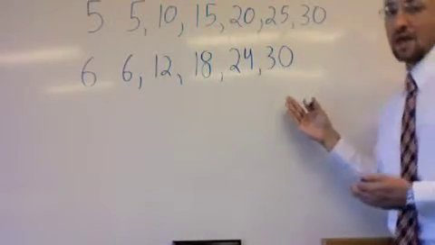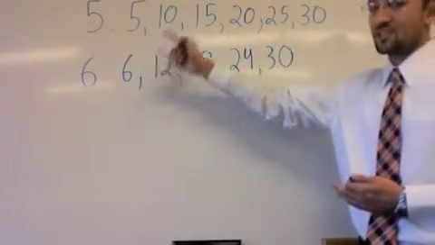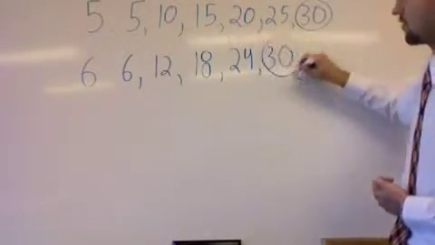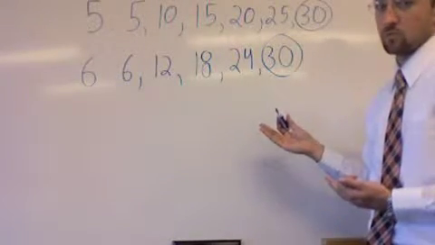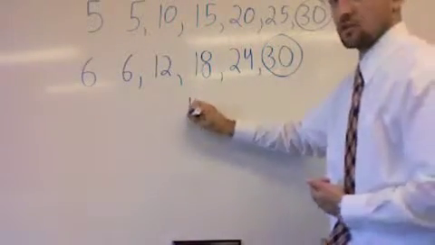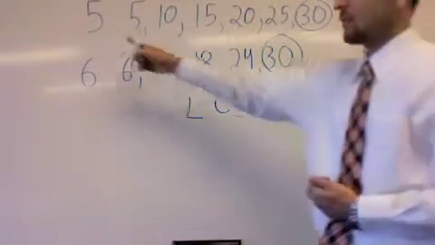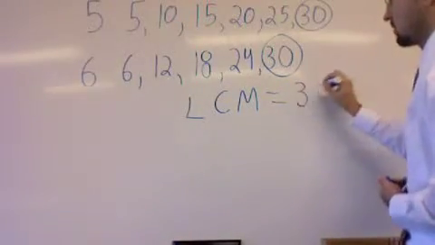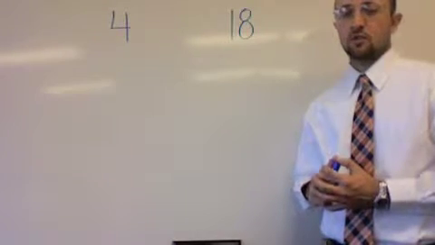Now by looking at the multiples of 6 and the multiples of 5, I'm not seeing anything in common until I come across 30. They have 30 in common. It also happens to be the lowest multiple. So the least common multiple of 5 and 6 is the number 30.